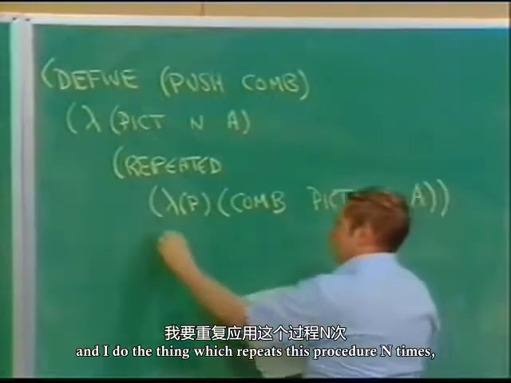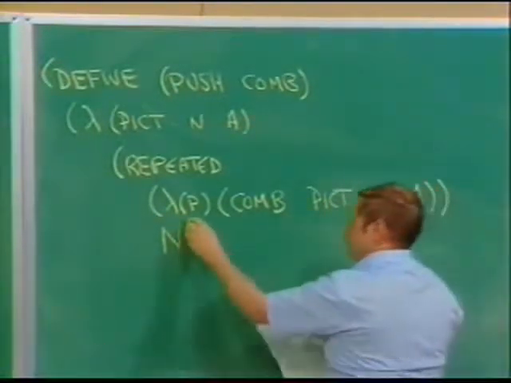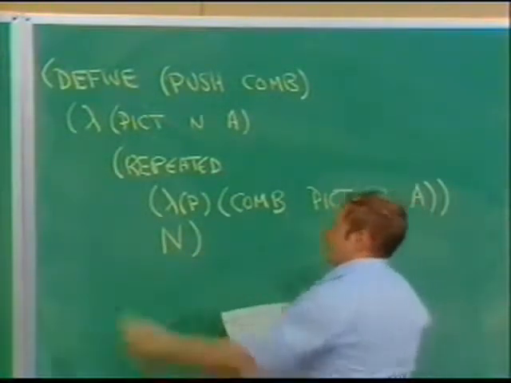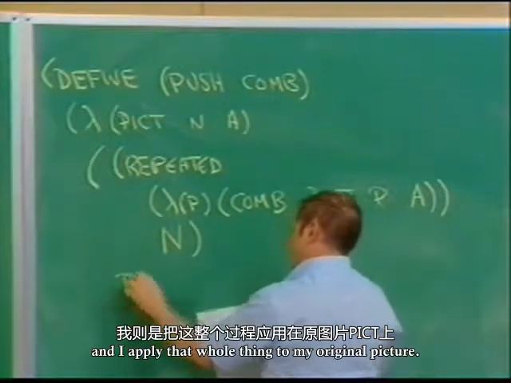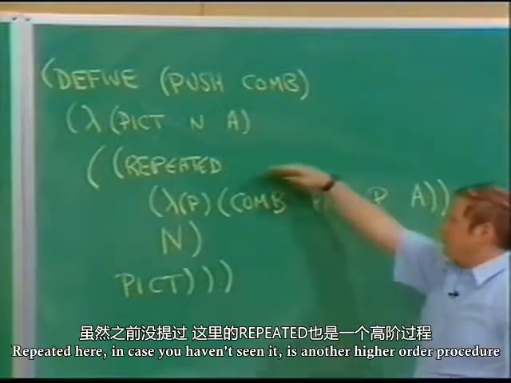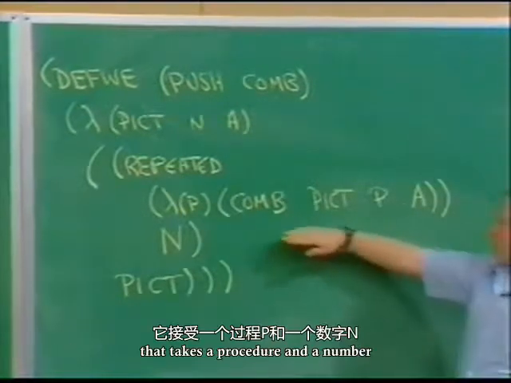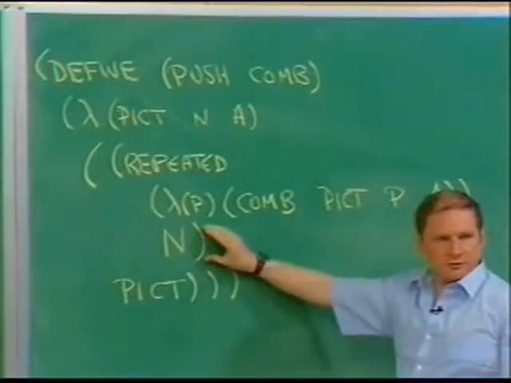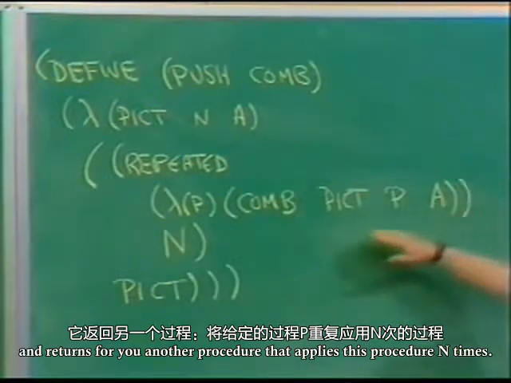And I do the thing which repeats this procedure n times, and I apply that whole thing to my original picture. Repeated here, in case you haven't seen it, is another higher order procedure that takes a procedure and a number and returns for you another procedure that applies this procedure n times.